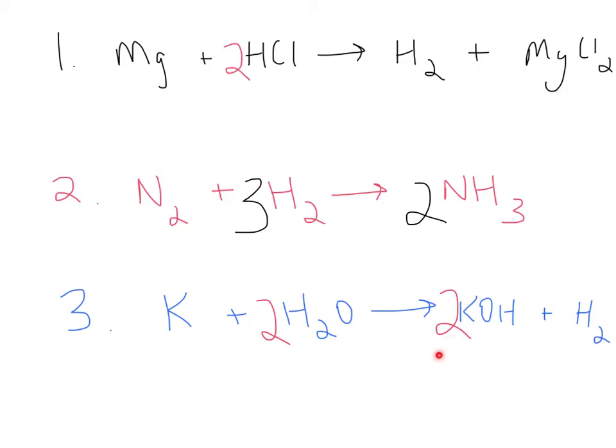Now I've got two K's on the right, and I only have one K on the left. So I'll put a 2 in front of that K, and that gives me now two K's on the left. So I can check them all through again. They're all balanced, and there are your answers.